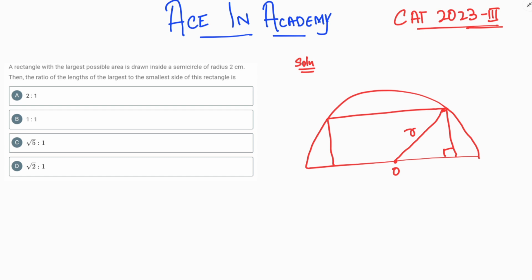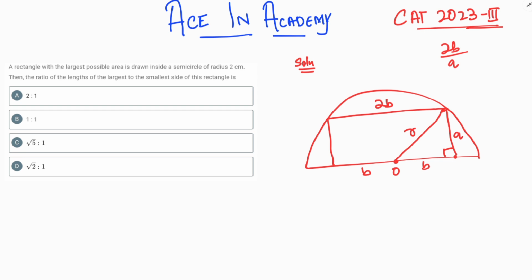Now, it is given that we have to find the ratio of the lengths of the largest to the smallest side of the rectangle. Now let us assume that the breadth of the rectangle is a and this part is equal to b. So from here to here it is b. So this is also b. So the length is equal to 2b. Now basically we have to find the ratio of the largest to the smallest side of the rectangle. So we have to find the ratio of 2b by a.